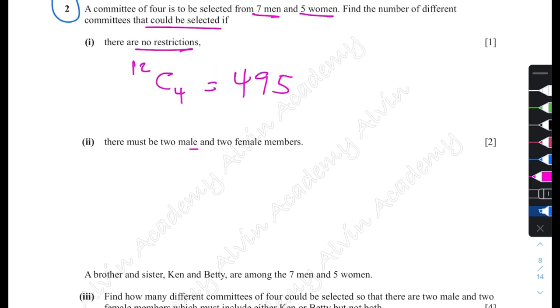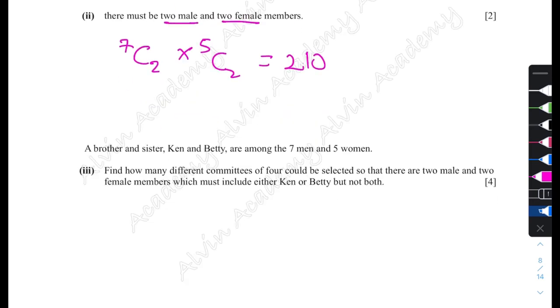All right. It says that there must be 2 males, 2 females over there. So that's 7 combination 2, and then 5 combination 2, giving me 7 combination 2 times 5 combination 2, giving me 210. Right. Cool. This is actually 210. Let me write it well.